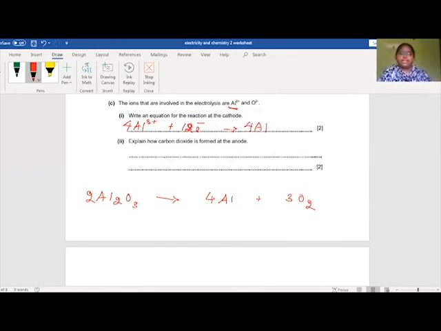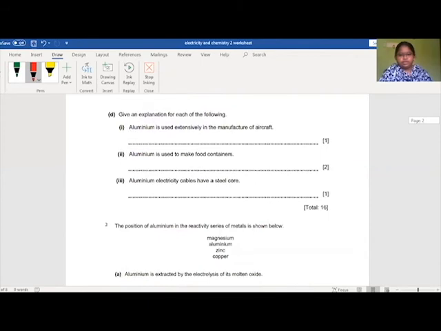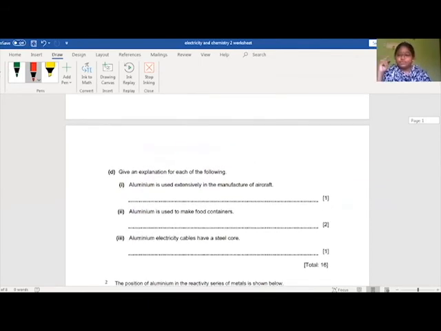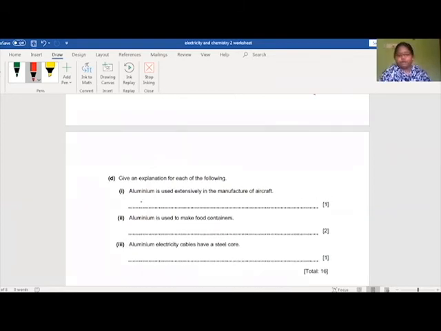Next, explain how carbon dioxide is formed at the anode. We know oxygen moves towards the carbon anode, but there the carbon which is present in the anode reacts with oxygen, which forms carbon dioxide. And it goes off as a waste gas. Okay, that is it. Then a continuous question, like 16 marks, one single question for 16 marks. Remember how important it is.